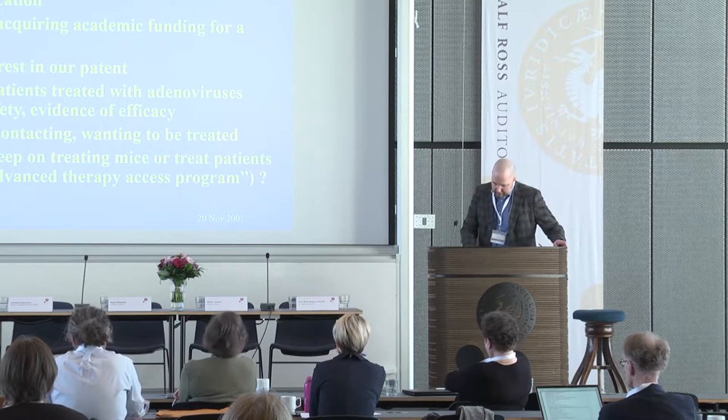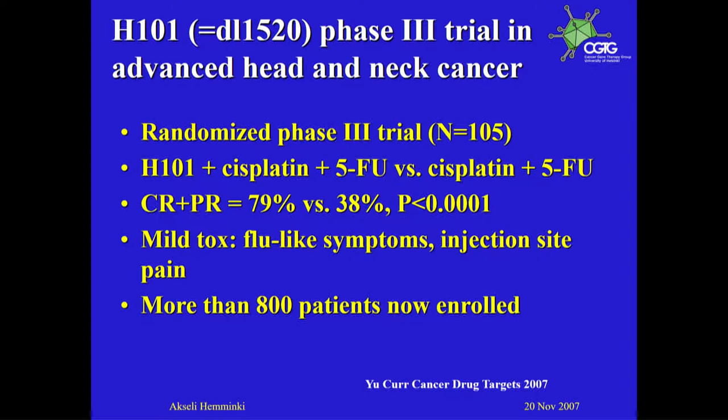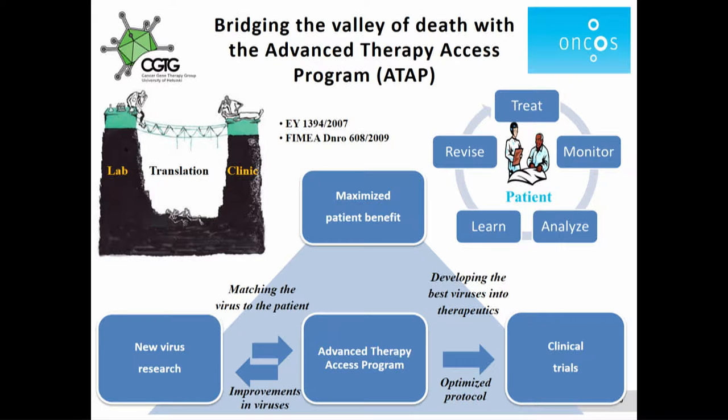And I'll explain about that patient treatment program. So giving us faith at the time was the fact that the first oncolytic adenovirus had also been approved for treatment of advanced head and neck cancer. So what we came up with was what we call the Advanced Therapy Access Program. This is based on an EU directive which encourages and lays down the rules and regulations for patient-by-patient individualized treatment with advanced therapies. Advanced therapies means gene therapy and cell therapies. So it's not a trial, but an individualized treatment program.